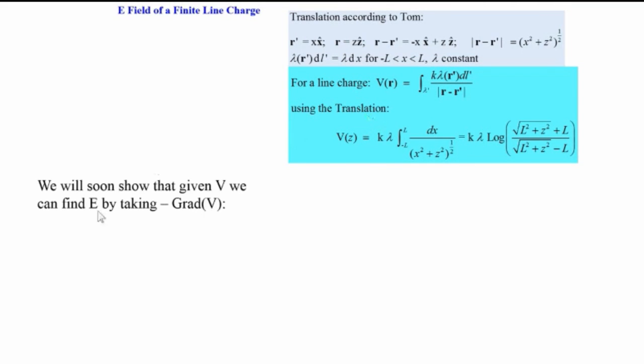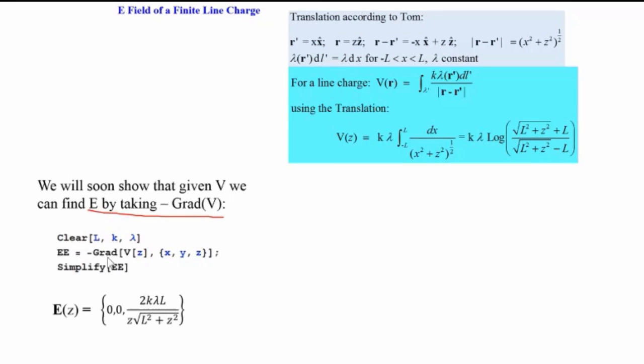Well, we've already shown that E is found by taking minus the gradient. Let's just do it. I'm lazy, so I'm using Mathematica, but it's basically just differentiating this function here with respect to z. And what you get is a vector 0, 0, and here's the z component only. And you can see what it looks like. There's no dependence up here. Down here there's a z, and there's a z inside the square root. Now why we can do this is because of the symmetry of the problem.